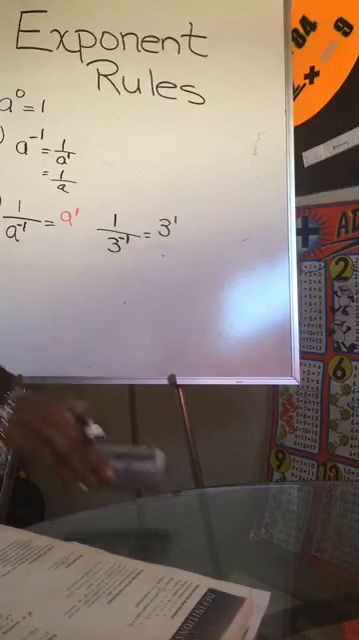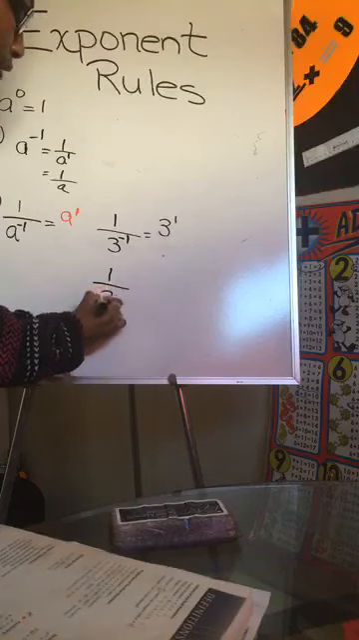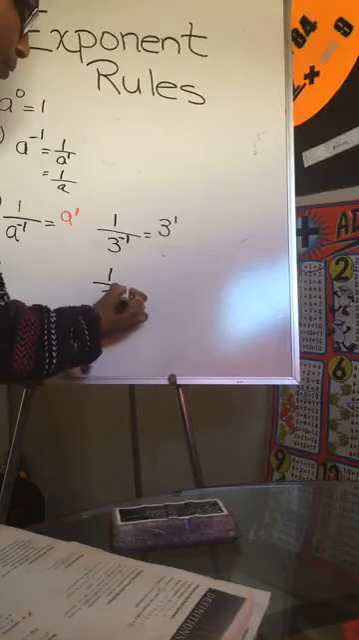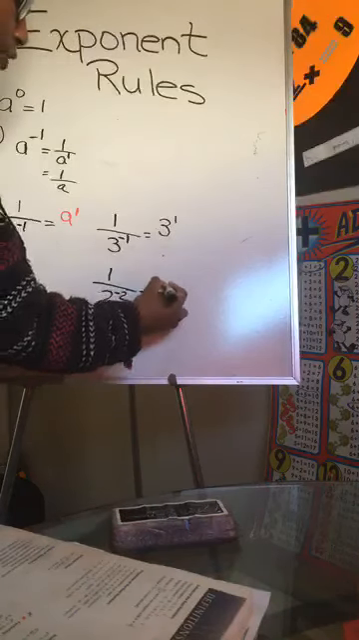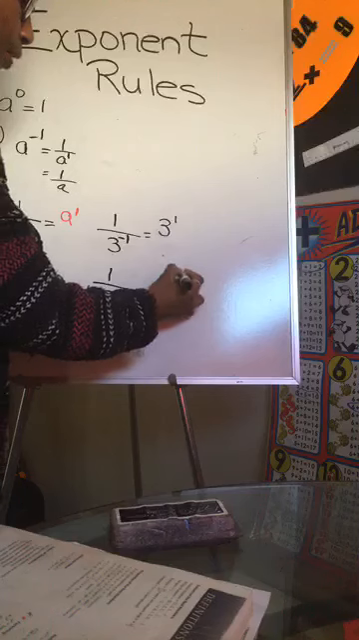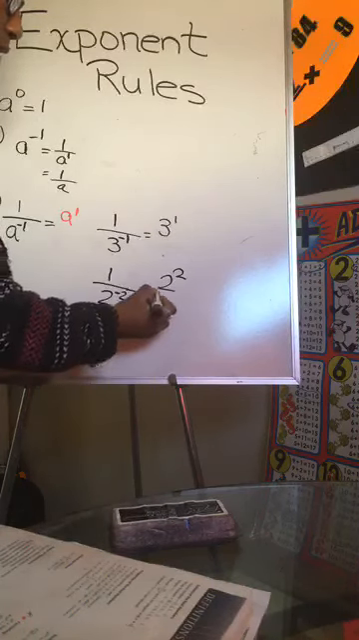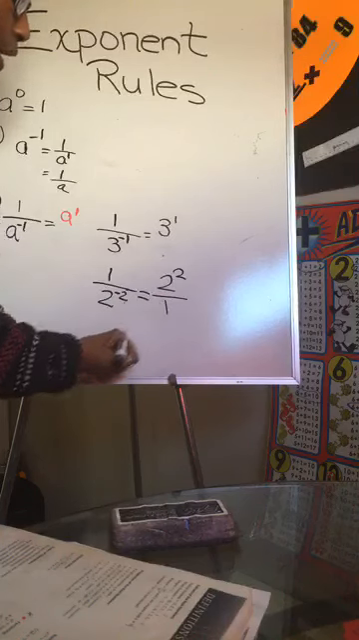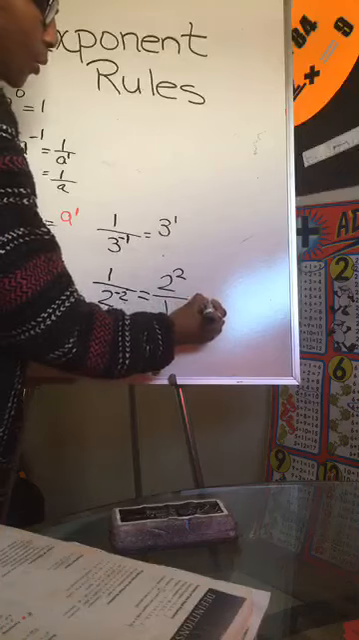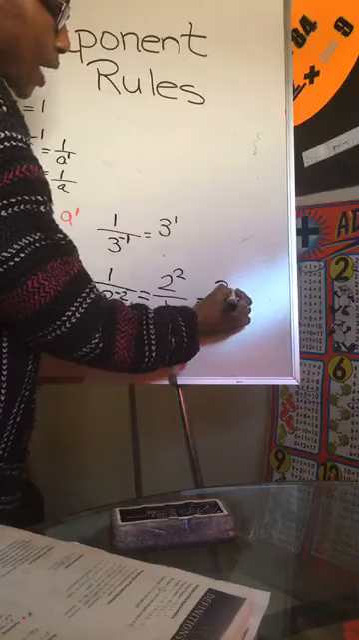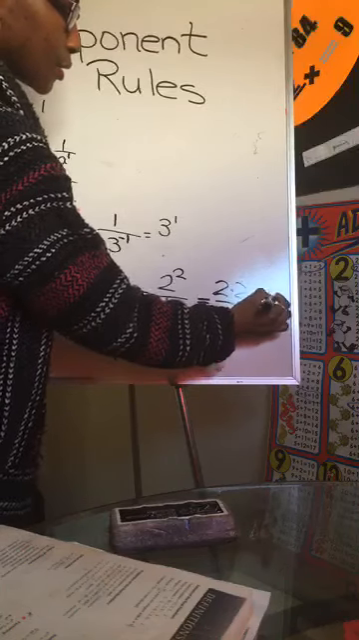Now I'm going to do it with 1 over 2 to the negative 2. So we're going to take the reciprocal, or the reverse, and we're going to bring this into the numerator. That's going to change to positive. Remember, this changes to a positive, and it's over 1. But we don't need it because it's understood in algebra. So this is saying 2 times 2 over 1, which is 4.